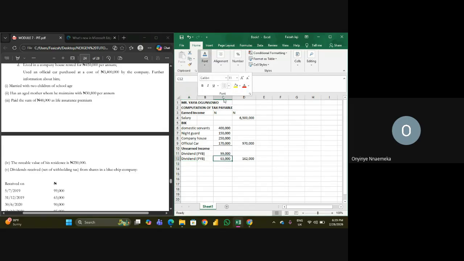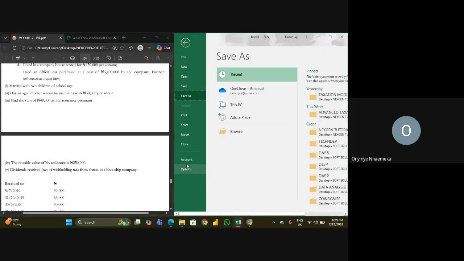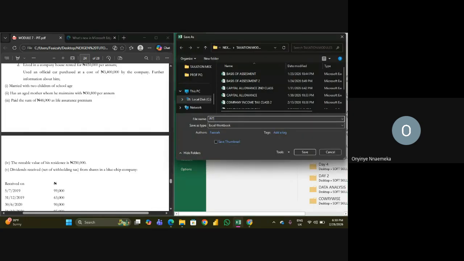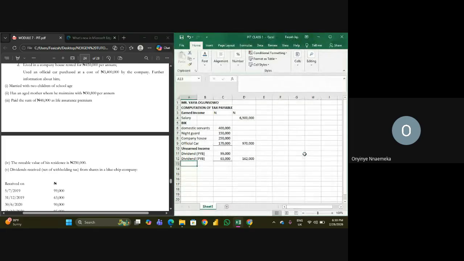If we don't have trading income, we are not told that the man has a shop or something. So no trading income.